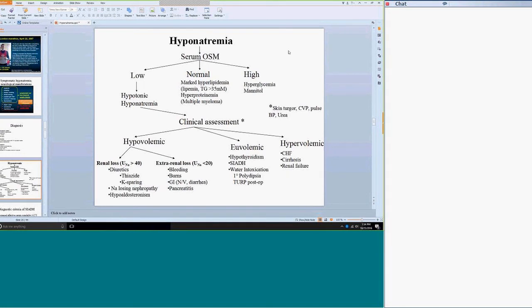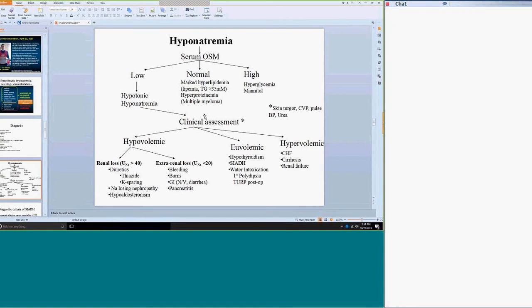Another way: if someone's sodium is low but osmolality is high, then you think about hyperglycemia, or someone being given agents such as mannitol, which could have contributed to the hyponatremia. The treatment there is completely different. But what we see in clinical practice is hypotonic hyponatremia, where serum osmolality is also low, in keeping with the serum sodium being low.